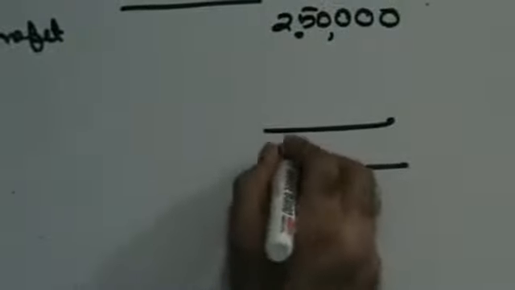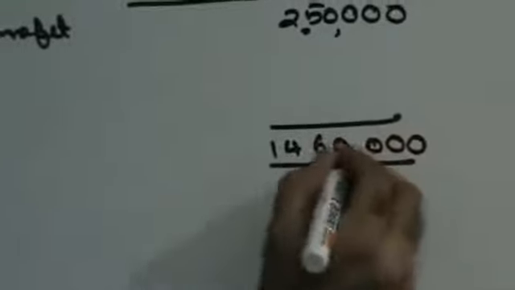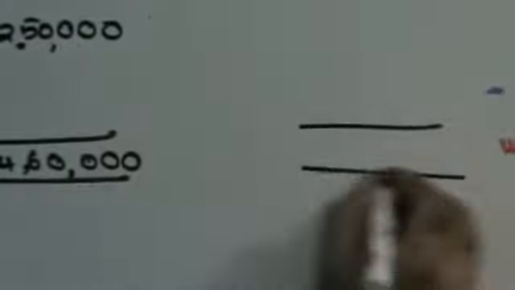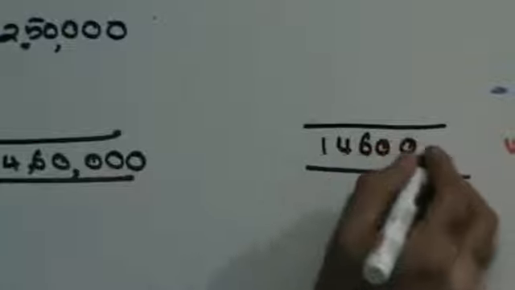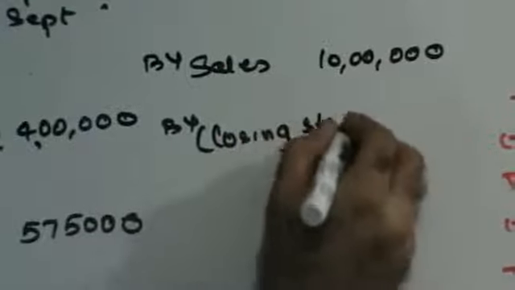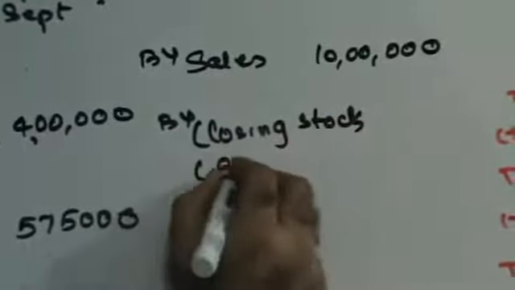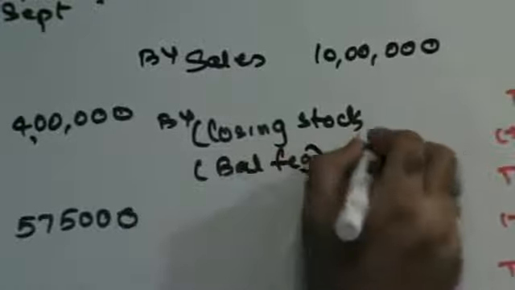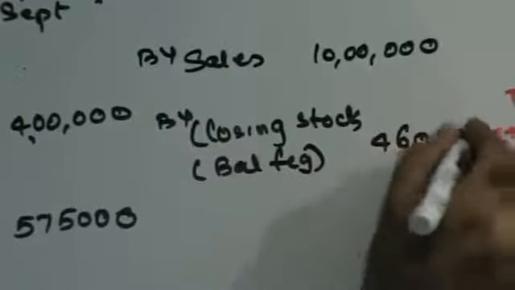Let's start tallying. 4 lakh plus 5 lakh 75,000 plus 2,30,000 plus 5,000 plus 2 lakh 50,000 is 14 lakh 60,000. The difference is to be written as by closing stock. This is my balancing figure, so this will be 4 lakh 60,000.